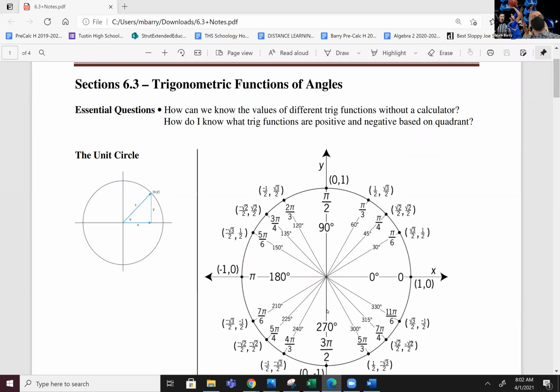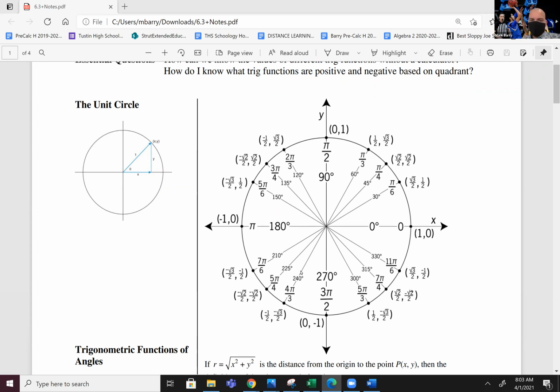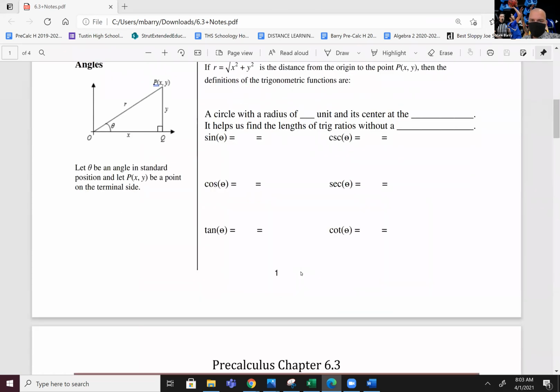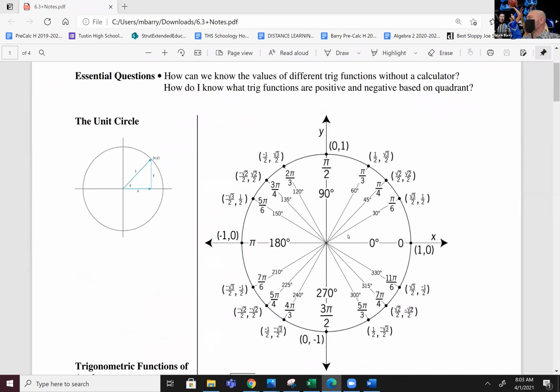All right, so today what we're going to be talking about is the section called trigonometric functions of angles. And the big idea here is the unit circle. So this is the unit circle here. And so the unit circle is, did I put a definition here? No, I didn't. So let me just tell you what the unit circle is. The unit circle is a circle that allows us to evaluate the different trigonometric functions at different angles, okay?